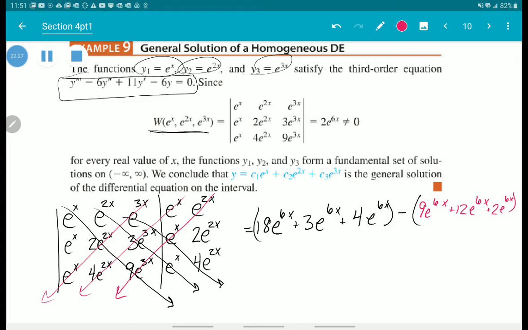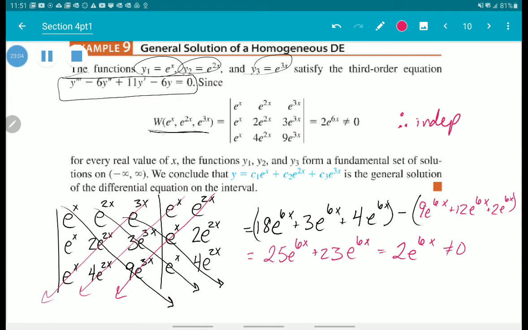When you're doing this, be careful and make sure you line up those diagonals. Otherwise, it can cause a mess. So 18 plus 7 is 25. And then we have 9 plus 12 plus 2. So 14 plus 9 is 23. And that gives us a 2e to the 6x. And we know that that's not equal to 0, which means that they are independent.